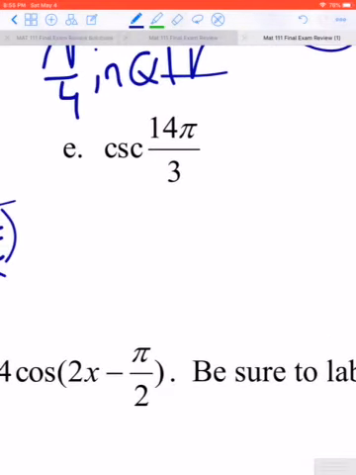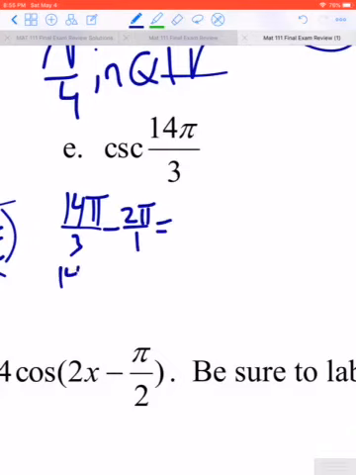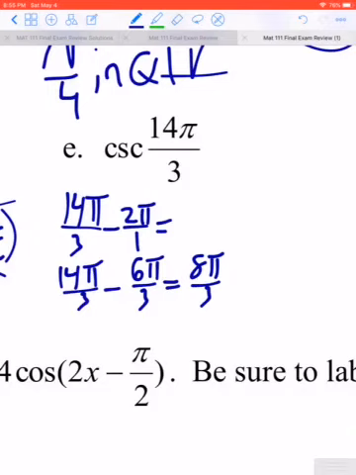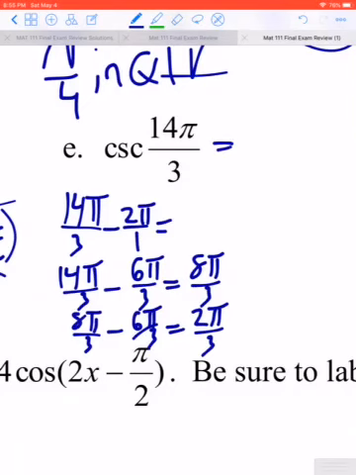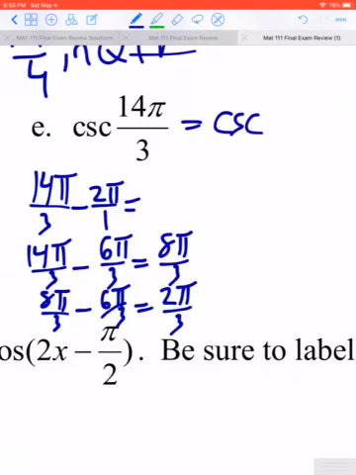The next one we come to is the cosecant of 14 pi over 3. 14 pi over 3 is not in the standard range, so you would want to begin by subtracting 2 pi to start. This is the same thing as 6 pi over 3, so this would be 14 pi over 3 minus 6 pi over 3, which would be equal to 8 pi over 3. That's still not in the standard range, so we want to subtract 2 pi again. 2 pi is equivalent to 6 pi over 3, and this would now give us 2 pi over 3. So this is going to be equivalent to the cosecant of 2 pi over 3.